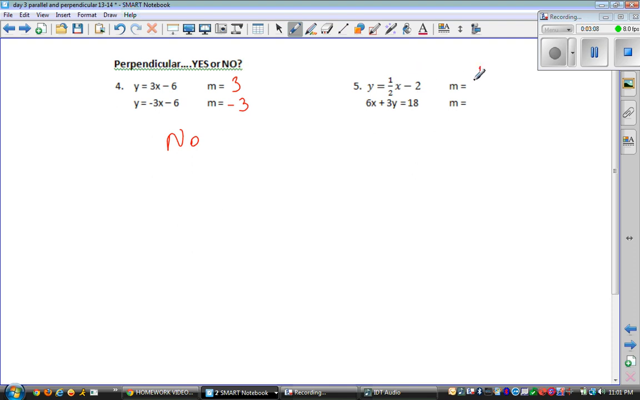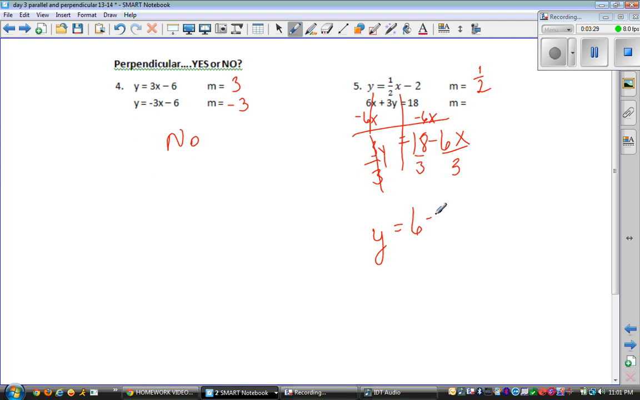This one has a slope of 1/2, and I need to solve this one so I can tell what the slope is. So I'm going to subtract 6x from both sides. So I get 3y equals 18 minus 6x, and I'm going to divide every piece by 3. So I get y equals 6 minus 6 divided by 3 is 2x. So the slope is -2. These are reciprocals, and one's positive and one's negative, so yes, these are perpendicular.